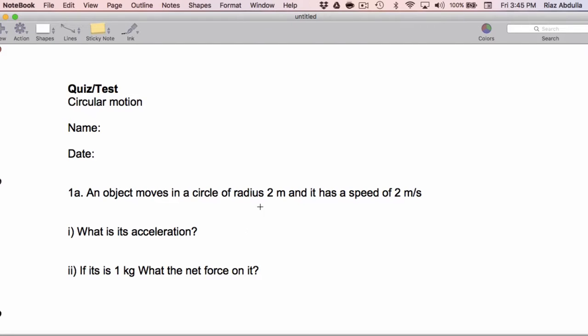So we have an object moving in a circle of radius 2, and it has a speed of 2 meters per second. We want its acceleration. We're going to simply take v squared divided by the radius, and when we plug in those numbers, that's going to be 2 squared divided by 2, which is going to end up giving us 2. And be careful with our units, meters per second squared.